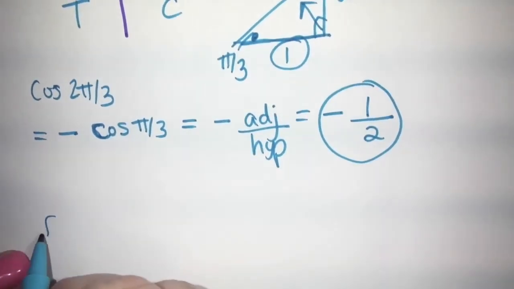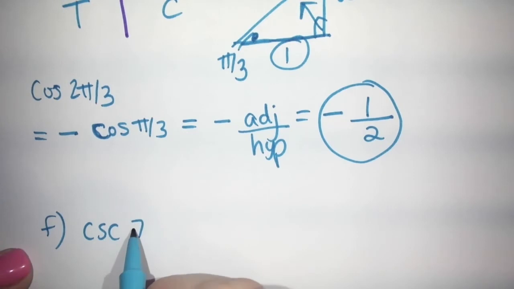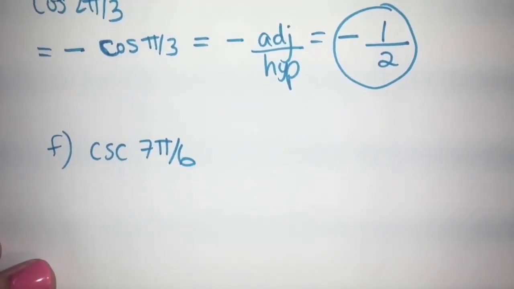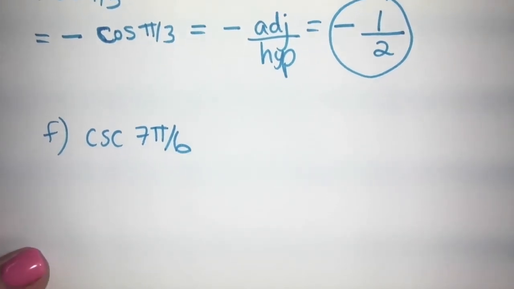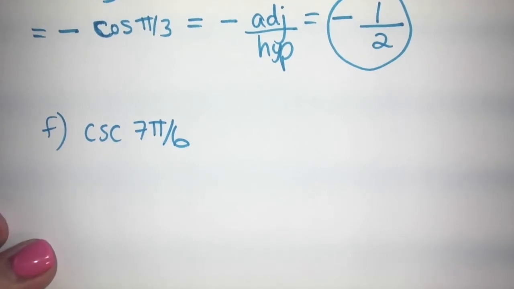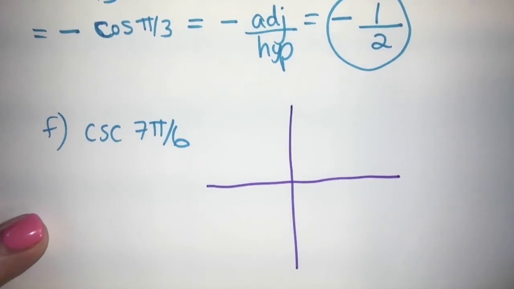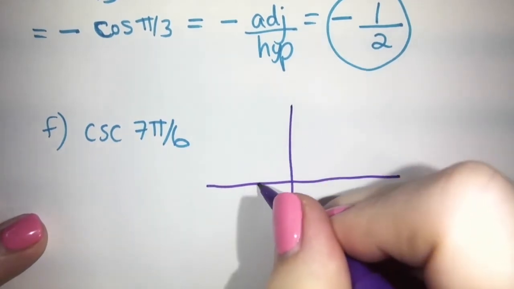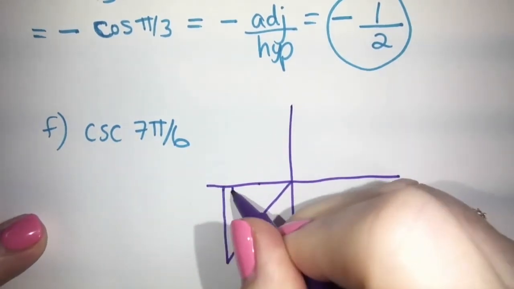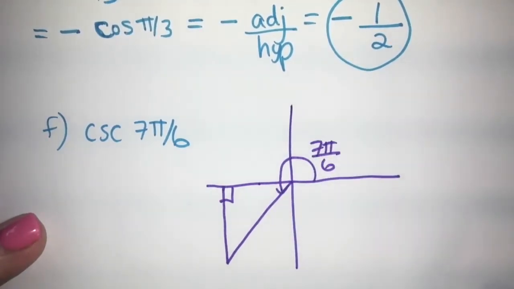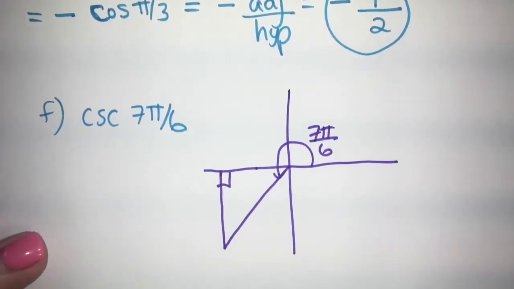Now, part F is asking for cosecant 7 pi over 6. So 7 over 6 of pi. That's a little bit bigger than 6 over 6, which would be 1 whole. So when we go to draw this, we want to be a little bigger than pi. Pi would be all the way to here, so it's a little bigger than that. That's 7/6 of pi, or 7 pi over 6.